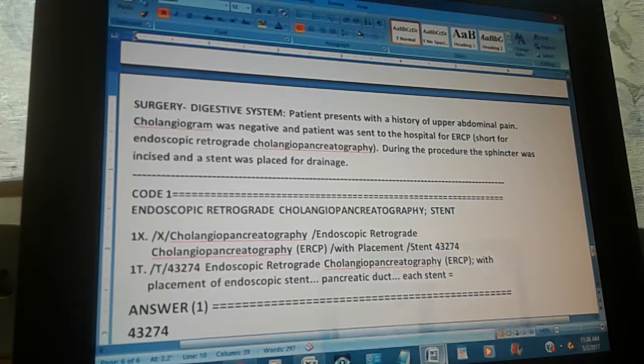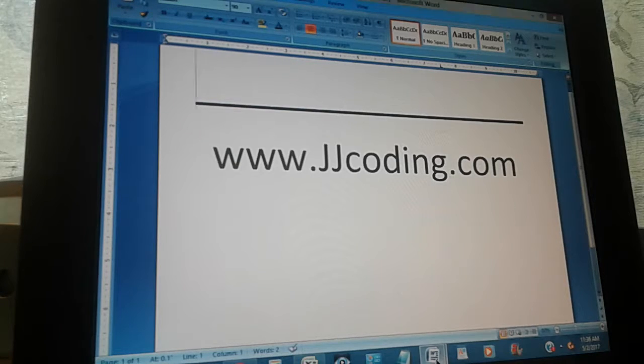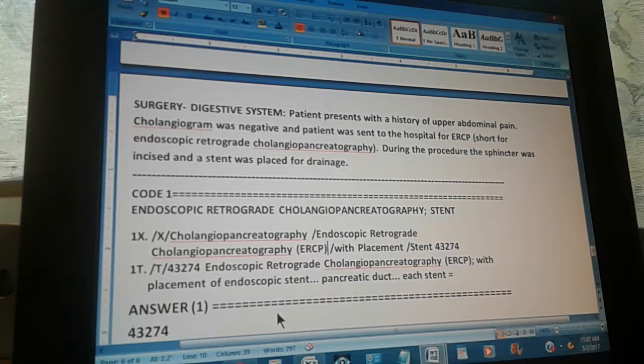43274. Okay? And as we tell you, this is a level 3 exercise, which means that the answer that we have is not in the book. We have updated the answer. If you disagree, please tell us in the comments.